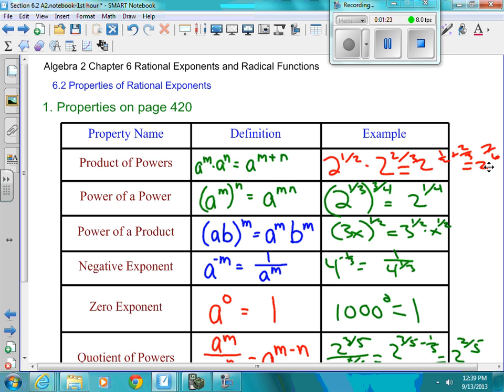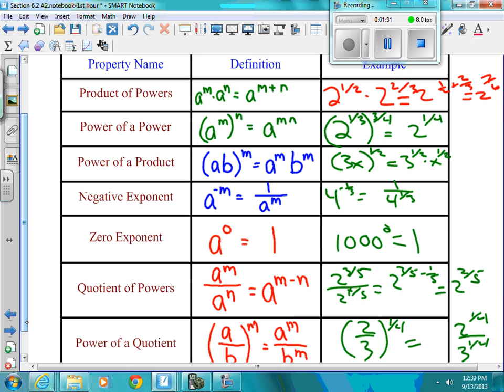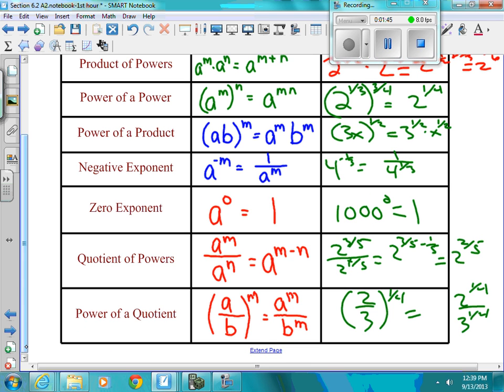Negative exponent: a to the negative m equals 1 over a to the m. 4 to the negative 1/3 equals 1 over 4 to the 1/3, or 1 over the cube root of 4. Obviously, you would simplify that and get the radical out of the denominator, but this is just an example of how you would rewrite it. Zero exponent: a to the 0 equals 1. 1,000 to the 0 power is 1. That's right, anything to the 0 power is 1.